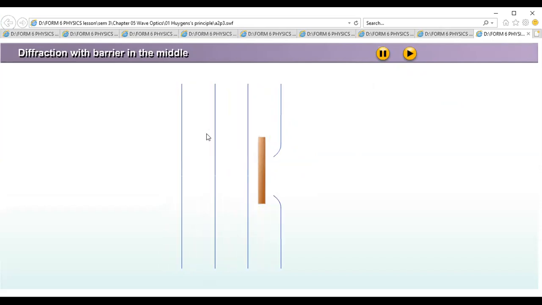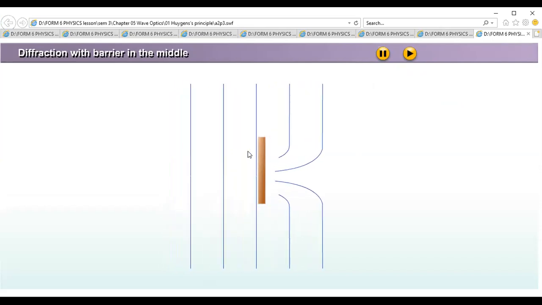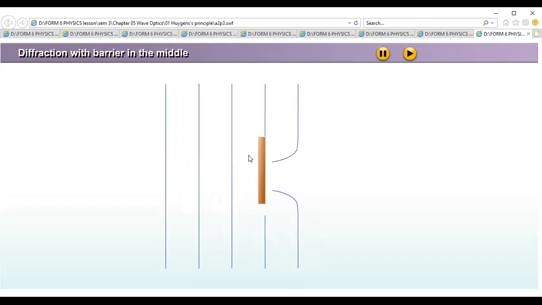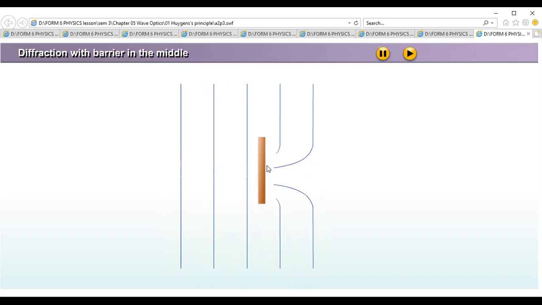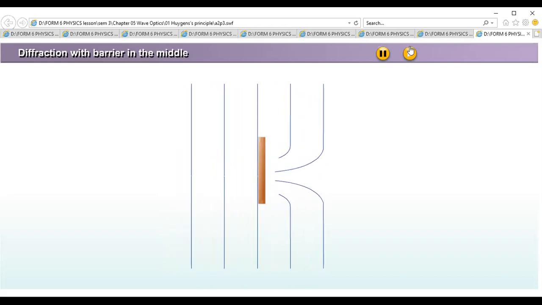Ladies and gentlemen, the diffraction with a barrier in the middle. So look at the wave. When the wave hits the obstacle, the wave will bend, and this is another phenomenon of diffraction.